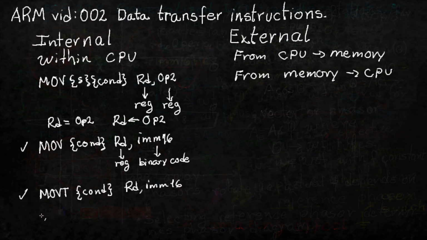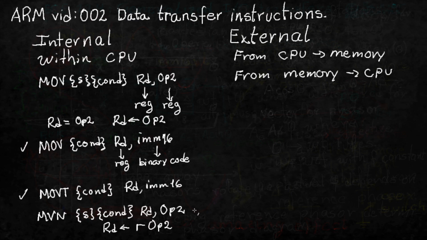We also have the MVN instruction. The MVN instruction has format MVN{S}{conditional} RD, op2. This one will make RD take the value NOT op2. So what's happening here is that for op2 we need to choose a register, and that register is going to be bitwise negated before being stored into RD, and in many cases that can be really useful.